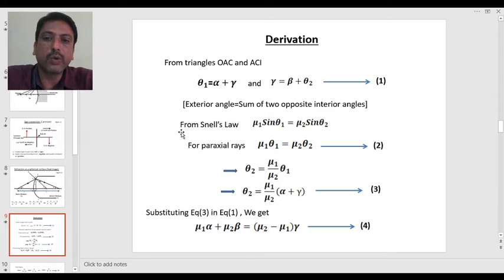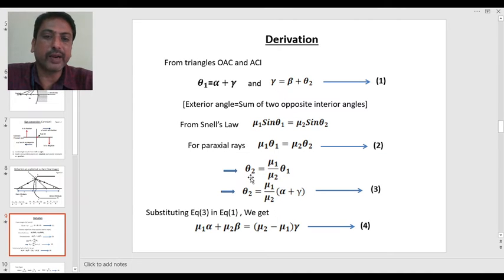And we all know the familiar Snell's law. According to Snell's law, I can write mu1 sin theta 1 is equal to mu2 sin theta 2. In the case of paraxial rays, there is an assumption: if the incident rays are paraxial, then the angles theta 1 and theta 2, which are made with respect to the common principal axis, are very small, so I can assume that sin theta 1 is nearly equal to theta 1. Therefore in the next step I have written mu1 theta 1 is equal to mu2 theta 2, which I have taken as equation 2.